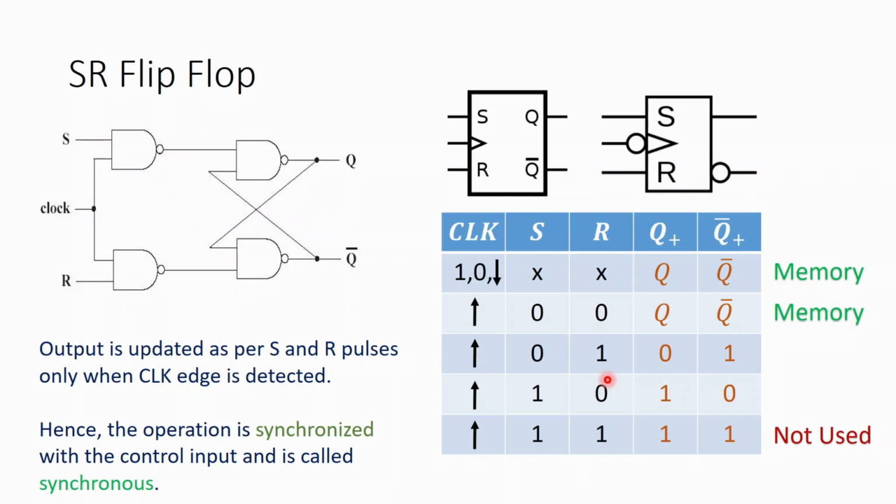Now suppose that this clock passes through a positive edge triggering circuit, then the truth table will be reformulated like this, where the change in the output due to S and R will happen only at positive edge triggers of the clock. At any other instant of the clock, whether it be level high, level low, or negative edge trigger, S and R input changes will not affect the output. It will be memory. So only when the clock is positive edge triggered, the output will change.